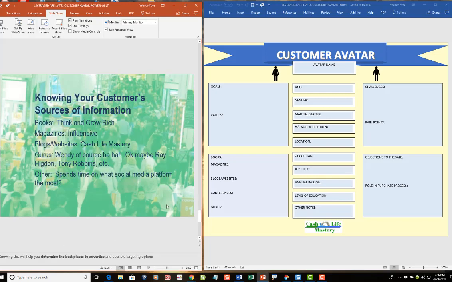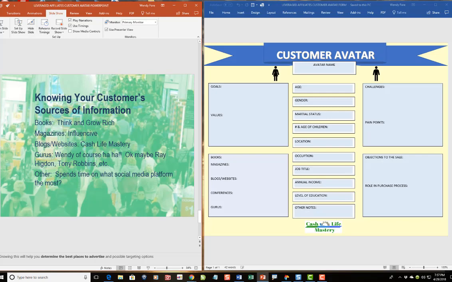Okay, and then of course knowing your customers' information. What health food products would they buy? What books would they read? Magazines would they read? Blog sites would they read? What kind of conferences do they go to? What kind of gurus do they follow? And you could put in a little other here, like where they spend the most time on social media. You could put that here, other notes.